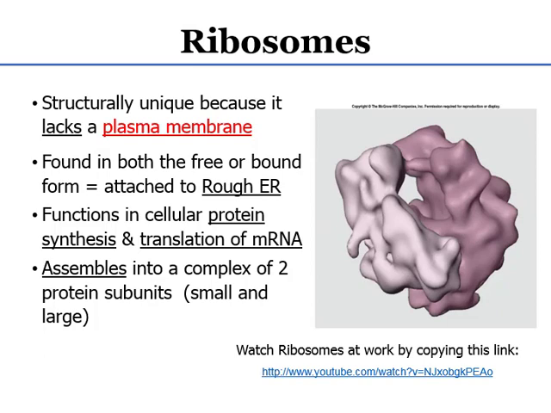Ribosomes are found in both the free or bound form, which means they can be attached to another organelle's membrane, forming the rough endoplasmic reticulum, but they can also do the work of protein synthesis in the free-roaming unbound form.